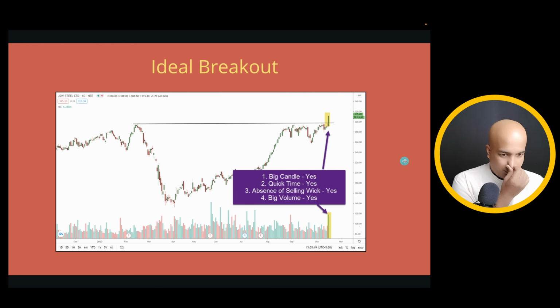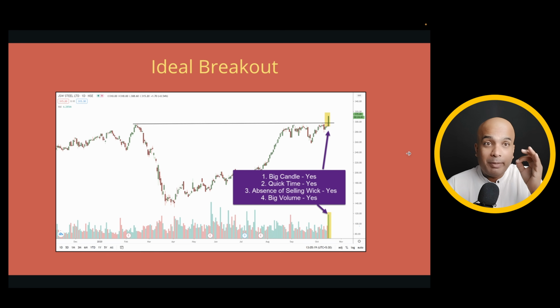Now this is one more example. See here, there is a valid resistance trend line. Price broke the resistance trend line. Number one, big candle, yes. Quick time, yes, it moved in a quick time. Absence of selling wick, yes. Big volume, yes, there is big volume, right? You should look for these four parameters to differentiate a breakout from a false breakout.